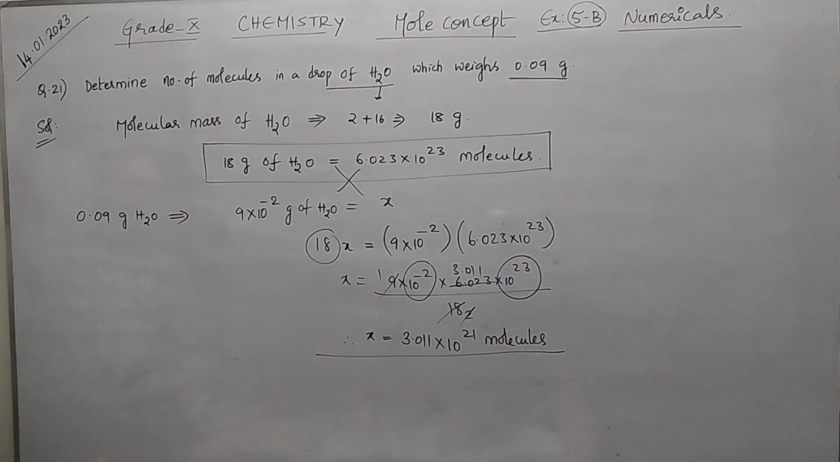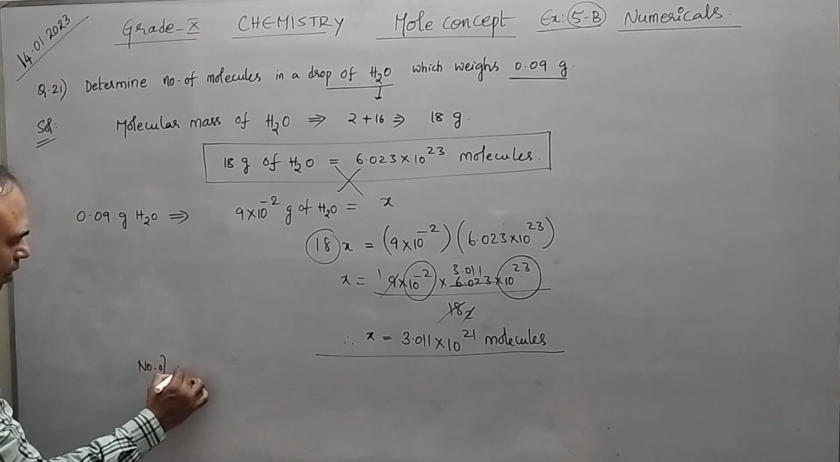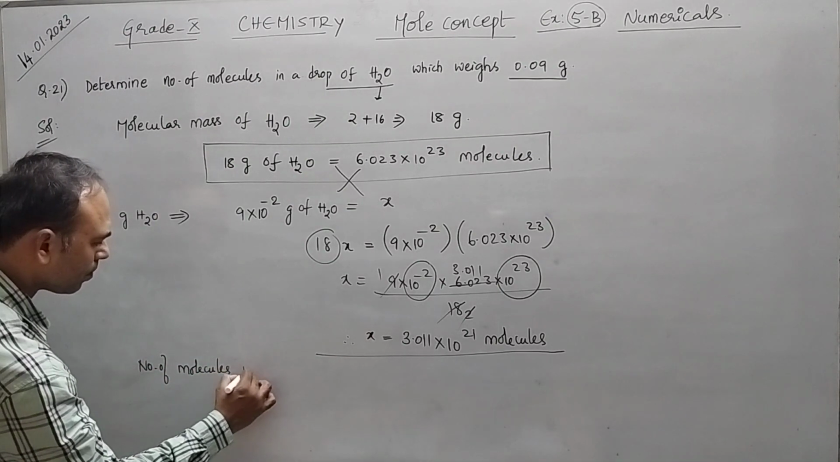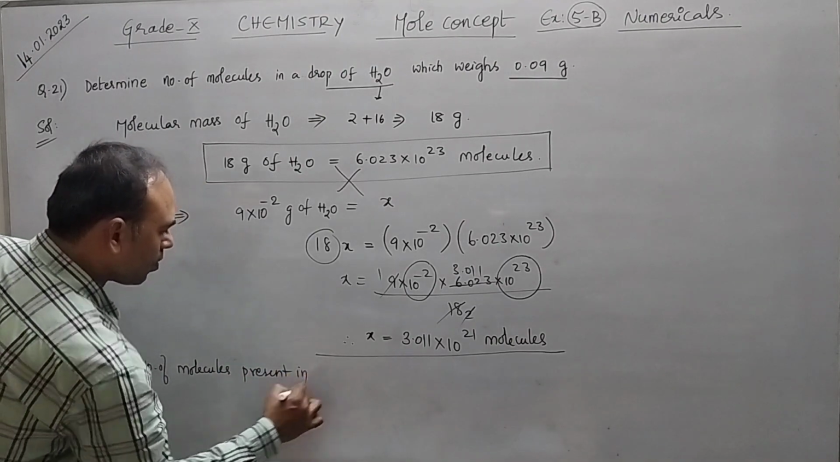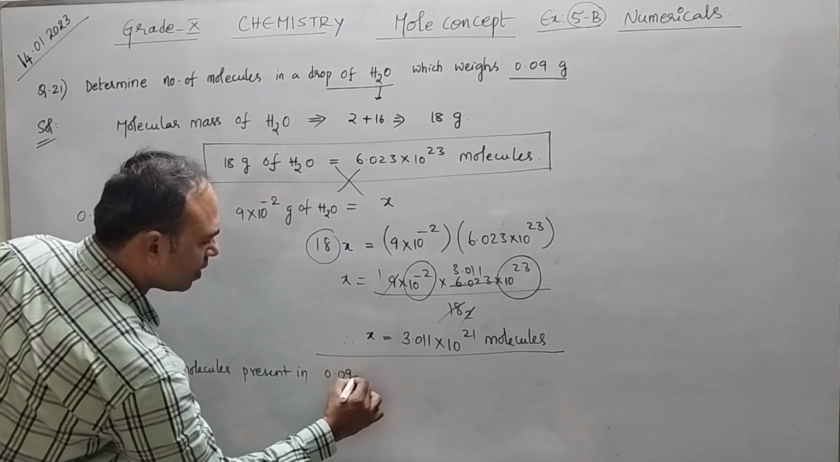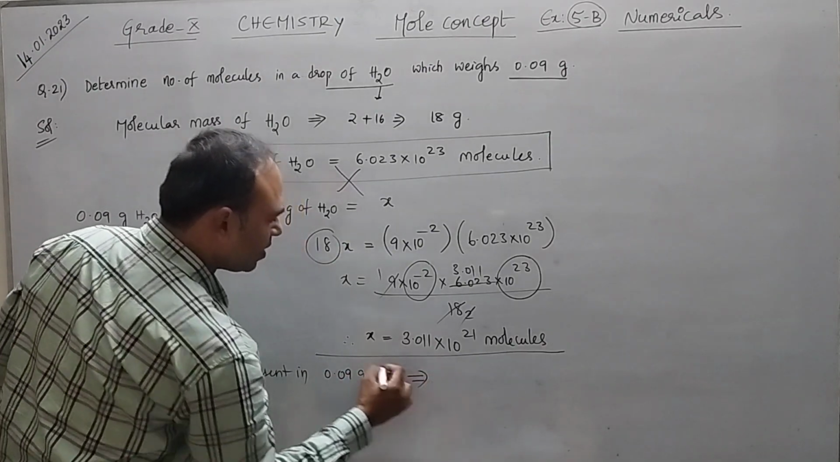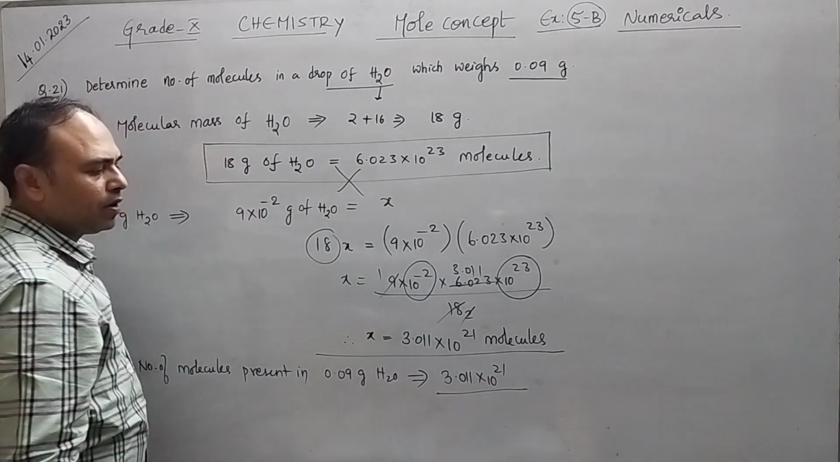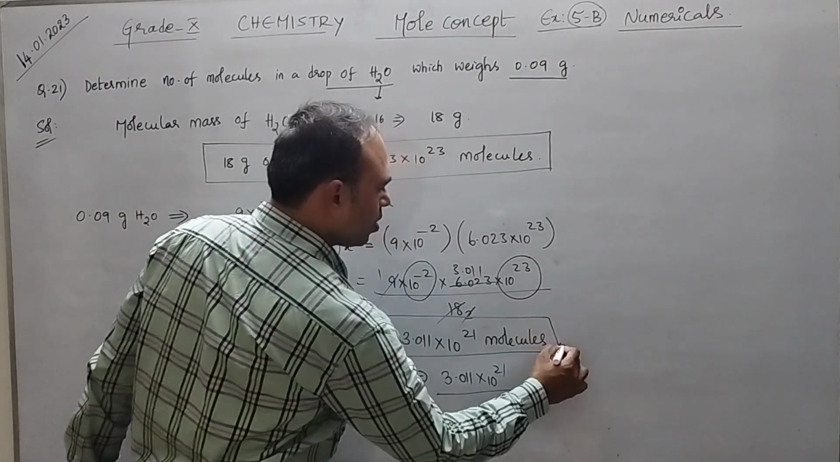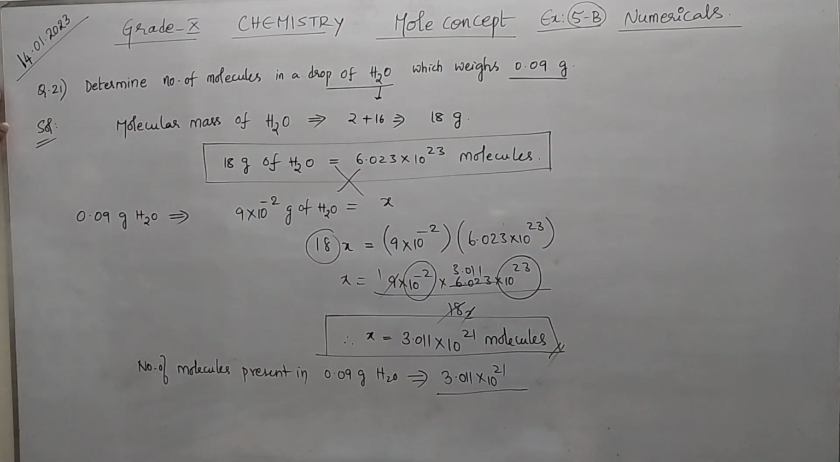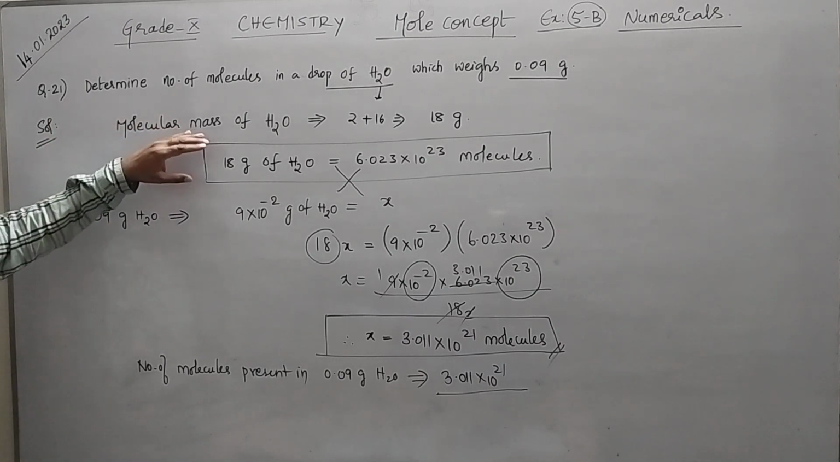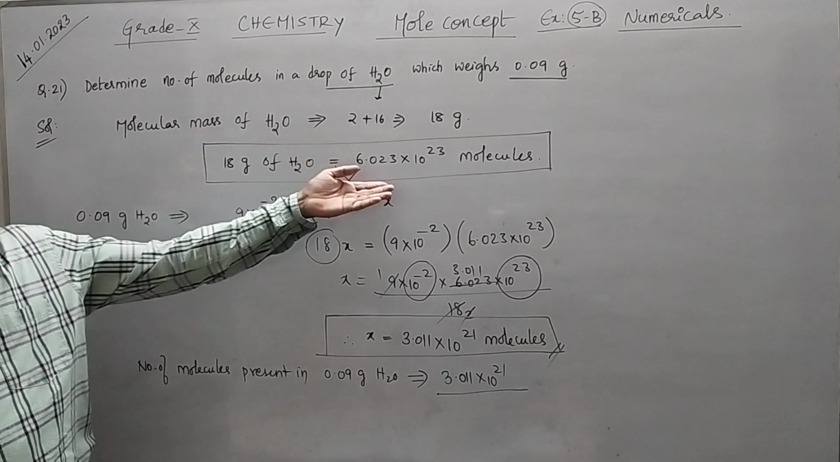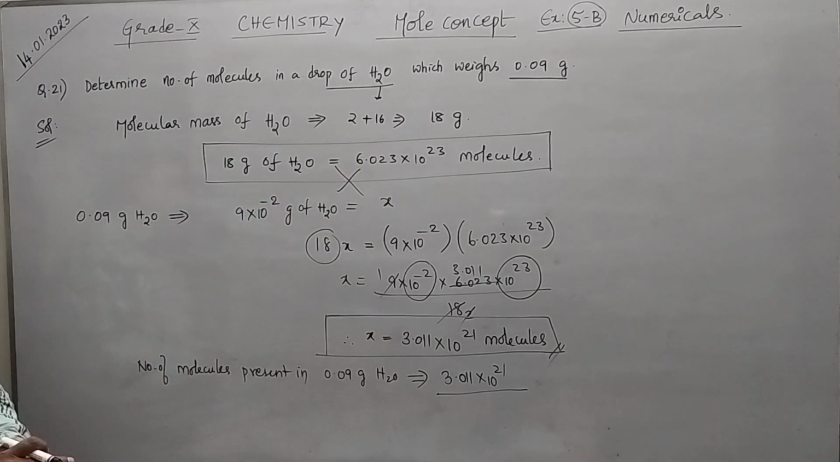So hope you have understood this. Finally, what will be the answer? Number of molecules present in 0.09 grams water, nothing but x. So you can take it as 3.011 into 10 to the power of 21. So hope you have understood question number 21. So make a note of this and let's move to question number 22. So all these questions we are applying the same thing, that is the molecular mass is equal to 1 mole is equal to Avogadro number of any particle. It may be molecules, ions or atoms. Move to the next question.